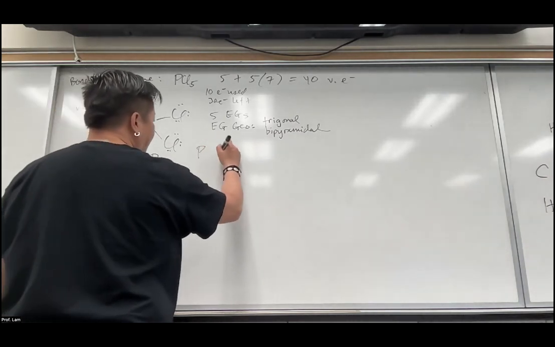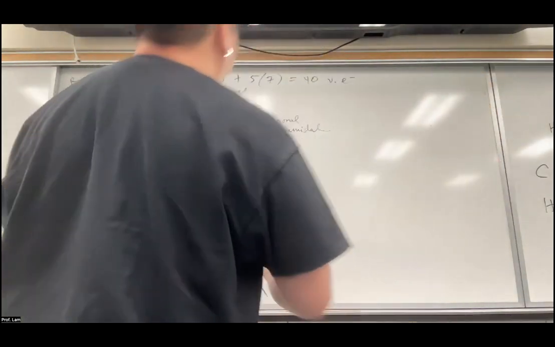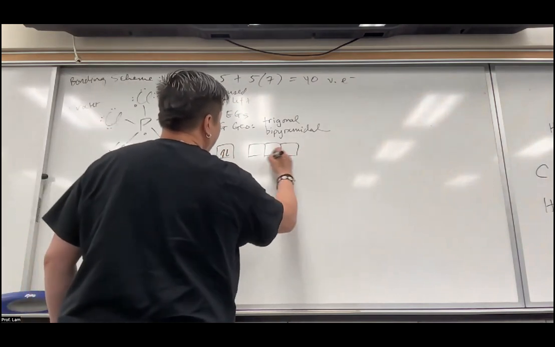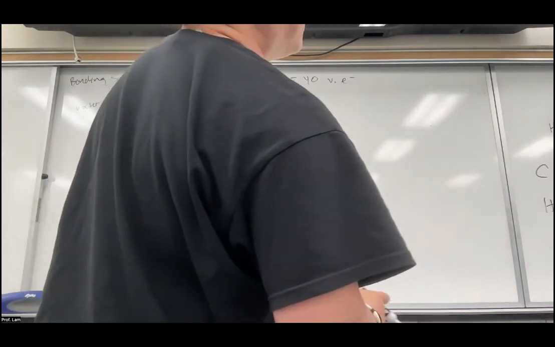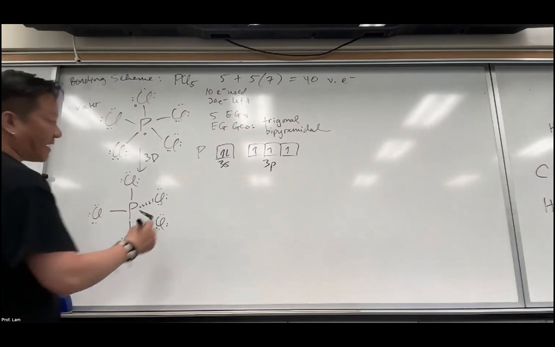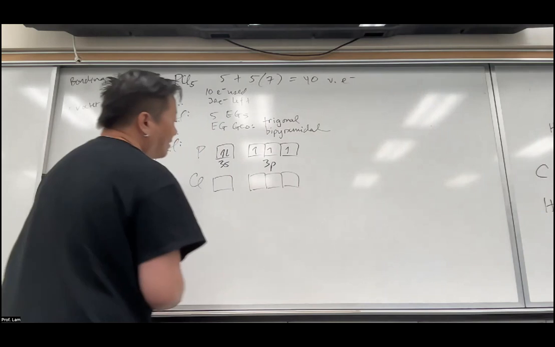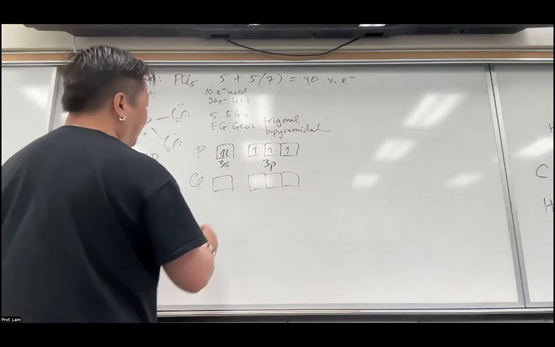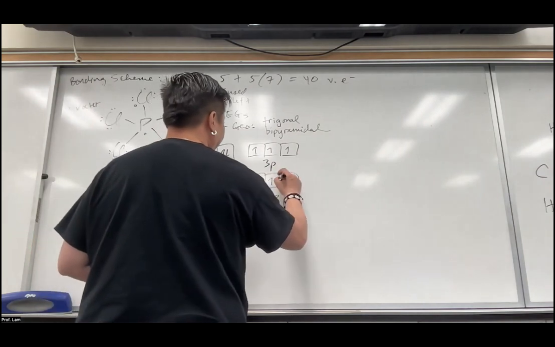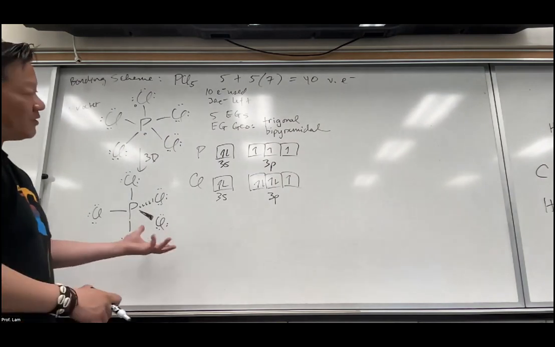All right, now we do our homework. Orbital diagram for phosphorus. Looks like brackets neon, 3s2, 3p3. Okay. Then we do it for chlorine, the surrounding atom. Chlorine is also in period 3, so 3s2, but 3p5.